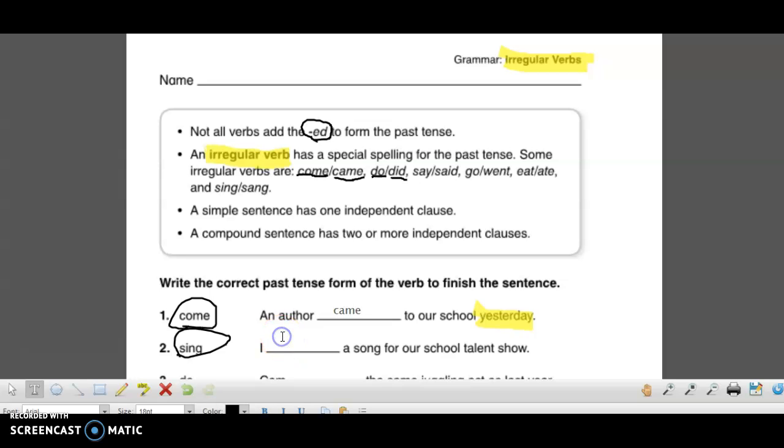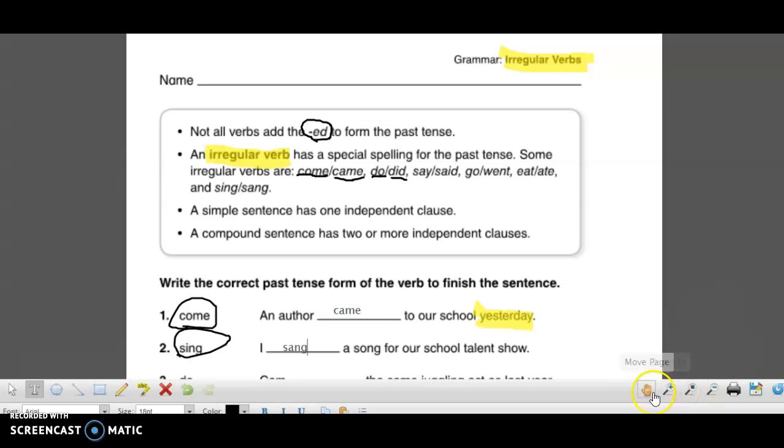Now that you've rewritten this sentence, let me put it up a little bit higher here, a little bit lower. Okay, the word that you should have written in should have been sang. So, I sang a song for our school talent show. That's past tense. And it is an irregular verb because we did not add ed.